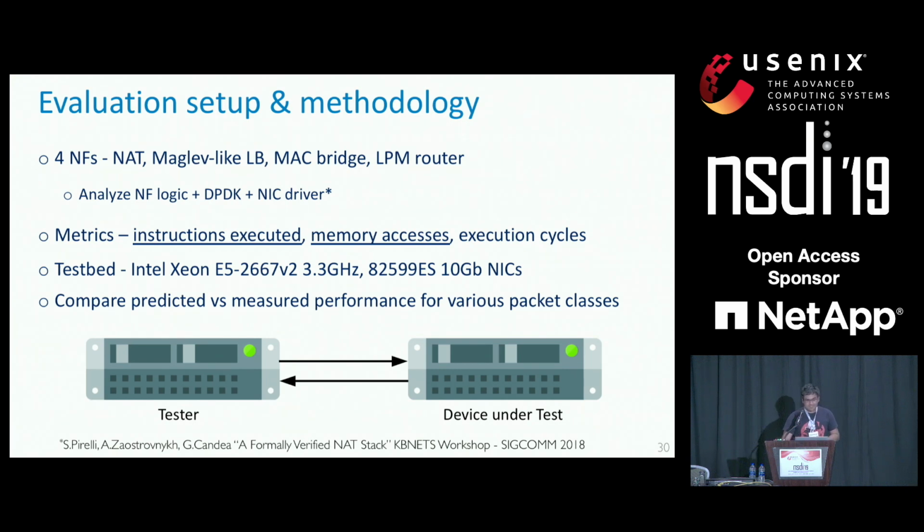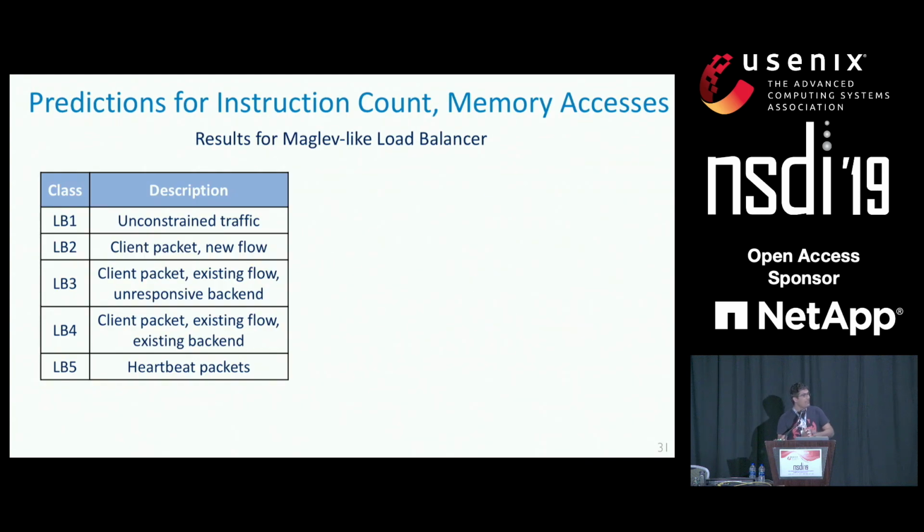So here are the results for our Maglev-like load balancer. Here we have 5 packet classes. First, you have unconstrained traffic, then 3 packet classes for packets coming from the client side, belonging to a new flow, an existing flow whose backend is now unresponsive, and existing flows whose backend is still live. And also, we measure and predict the performance for heartbeat packets from backend servers.